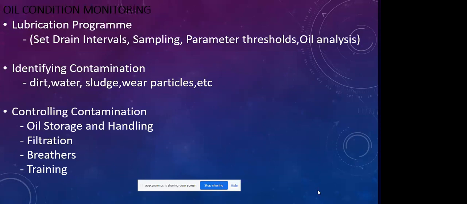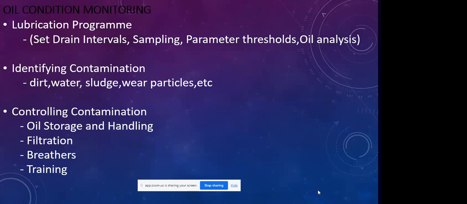Your environment will give you a fair idea of the kind of contamination to expect. Your operating conditions will also give you a fair idea of the type of contamination to expect. If you are operating in very extreme temperatures, then you know that oxidation levels are likely to be high, and sludge formation and varnish formations are common in such environments. Now you look at controlling contamination. How do you control contamination?